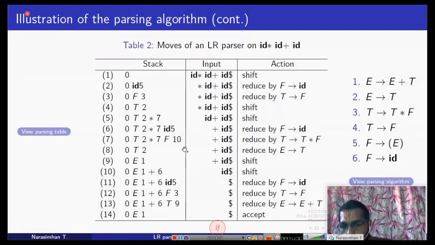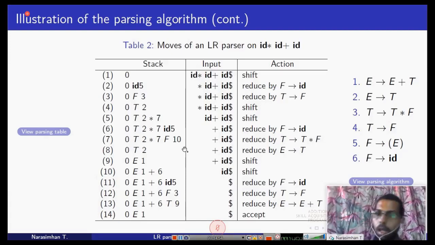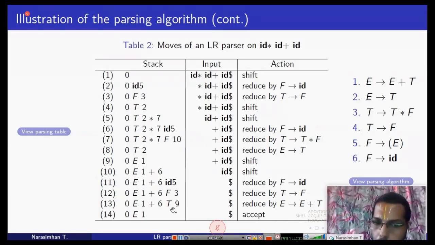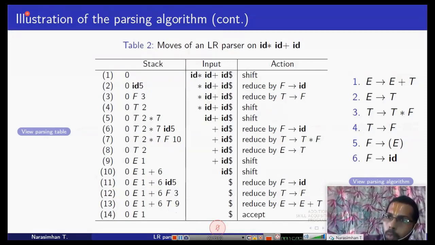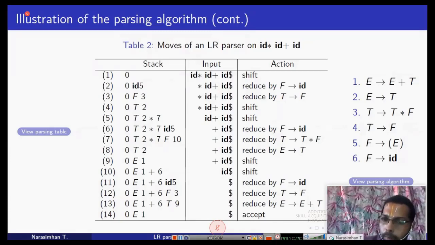Similarly, here also, ID is the handle. So there is only one symbol. That symbol is at the top of the stack. Here, E plus T is the handle. Rightmost symbol is T. So the symbol T is at the top of the stack. That is what I told. When the rightmost symbol of the handle occurs at the top of the stack, then it could possibly be the time for performing the reduction action. It is a time for performing reduction action.